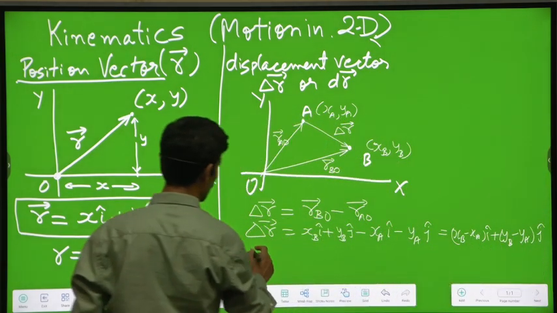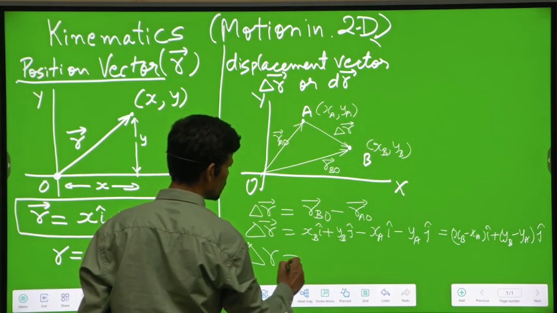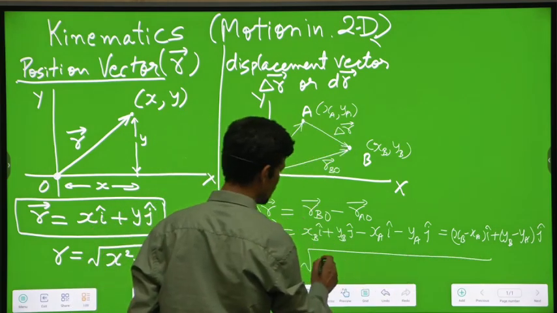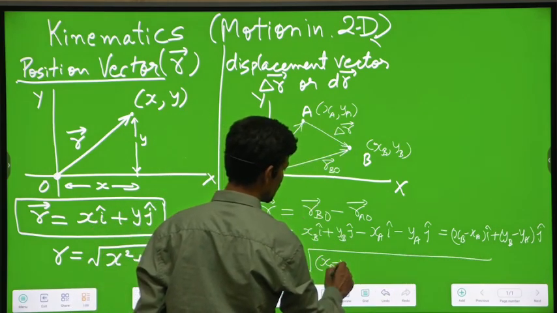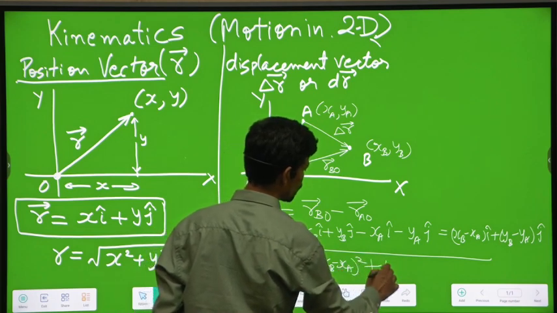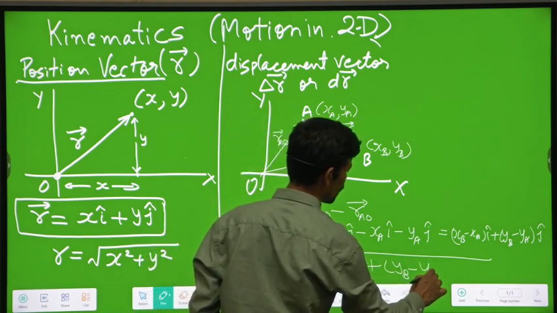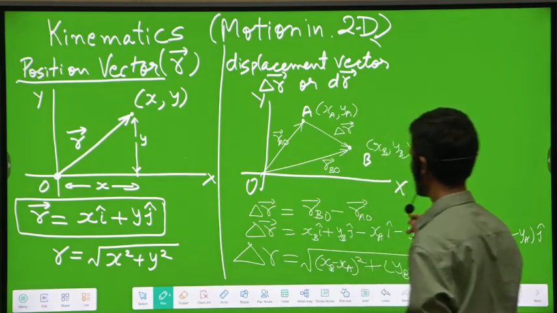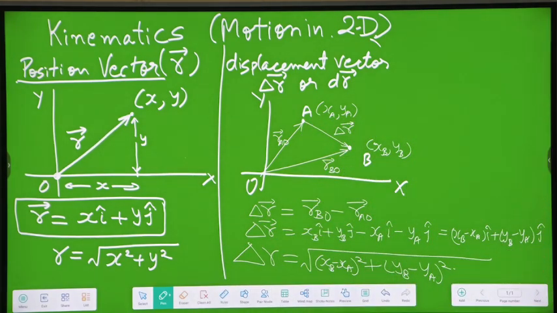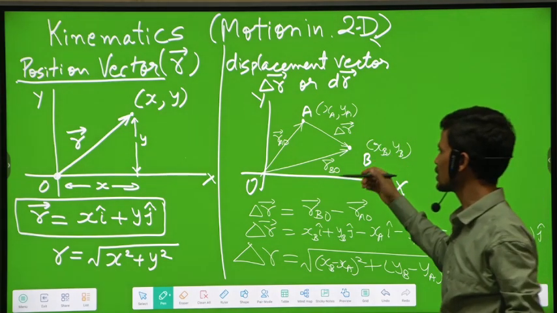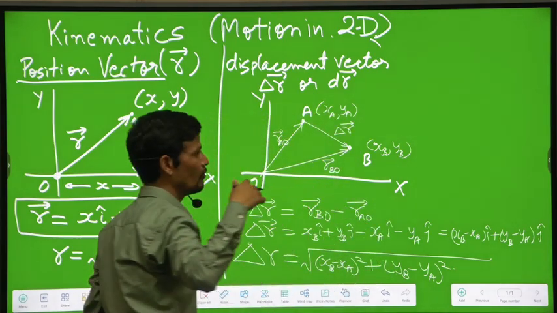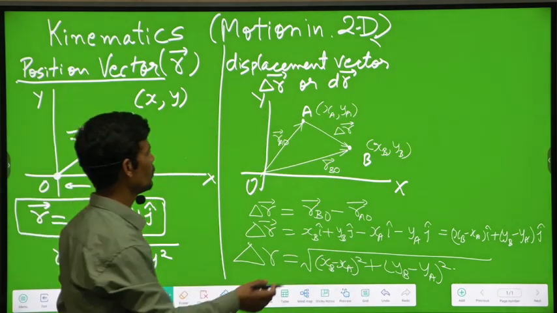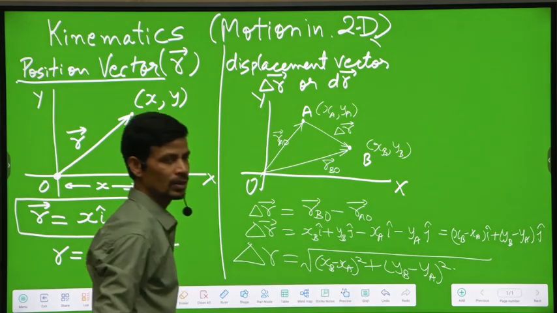And if we want to find the magnitude of this position vector, then it will be the square root of (xb minus xa) square plus (yb minus ya) square, which is the distance formula. So ultimately we arrive at the distance formula using position vectors, and this is what we have learned in class 10th, where there were 2 points and we had to find the distance between them.